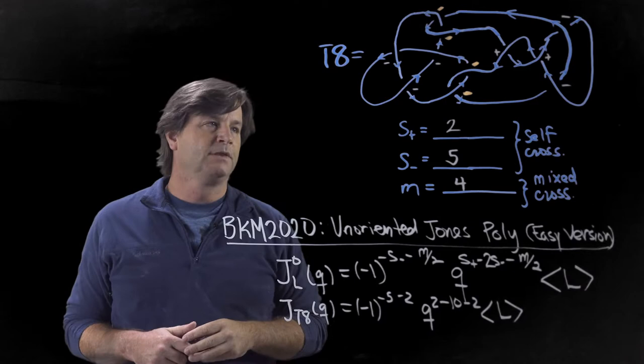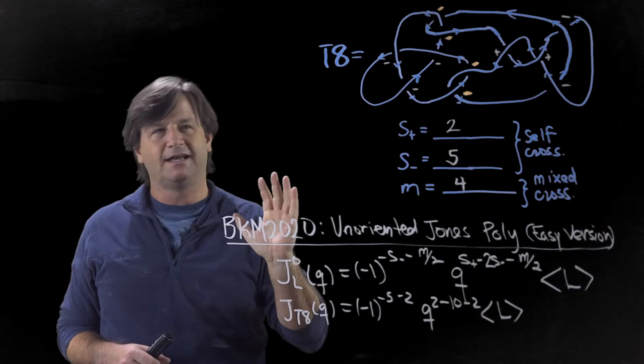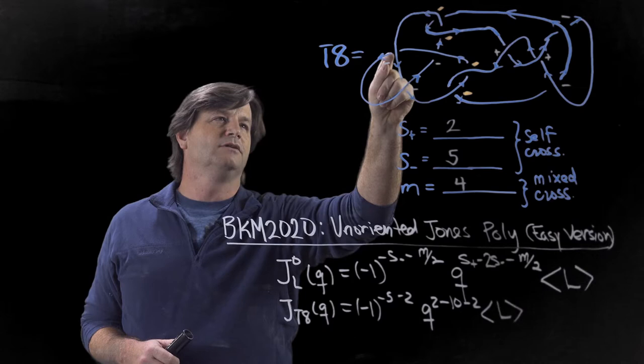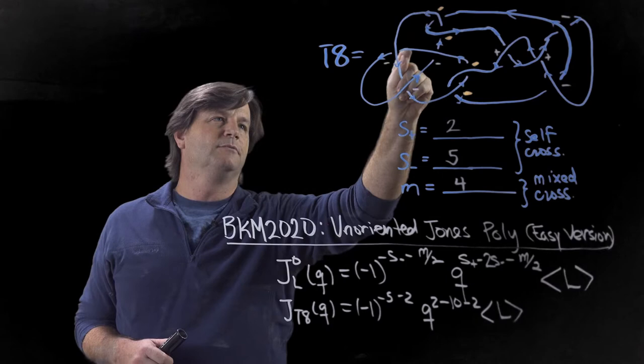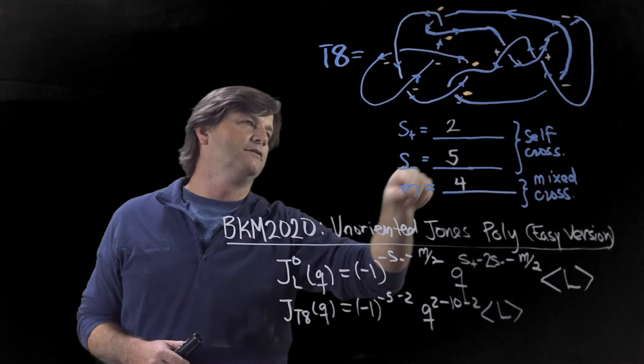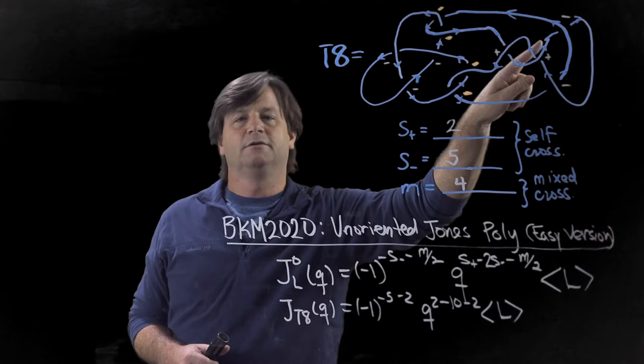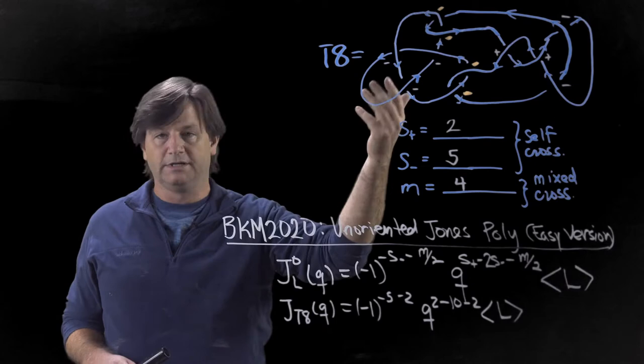Now, you might say, well, you chose an orientation. Actually, I didn't. I didn't have to. I can look at starting at the bottom or starting at the top and follow through. And if I'm going from left to right, when I return, that will be a negative crossing. And if I follow through and I'm going from right to left, that'll be a positive crossing. So it's useful to pick an orientation to find out what s plus and s minus is, but we didn't actually need it.